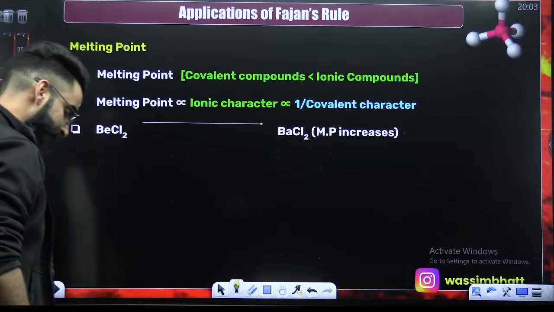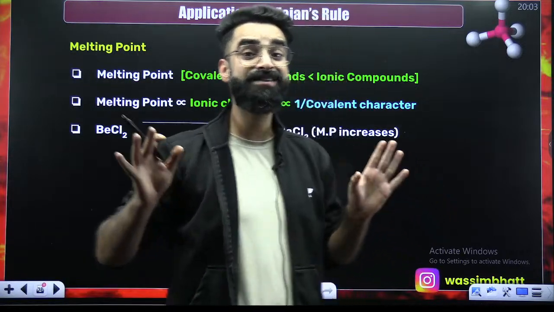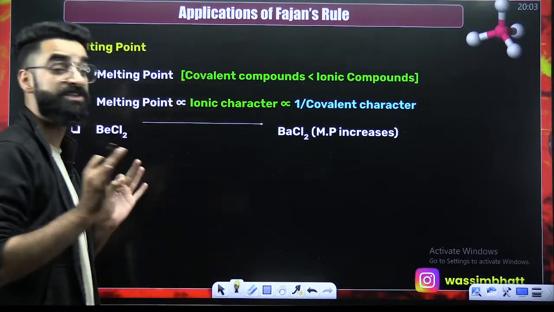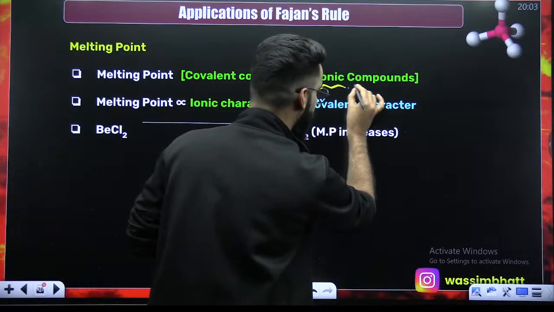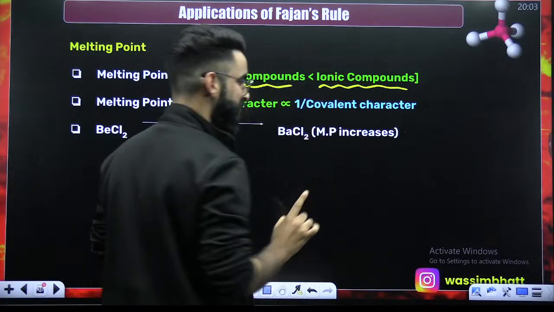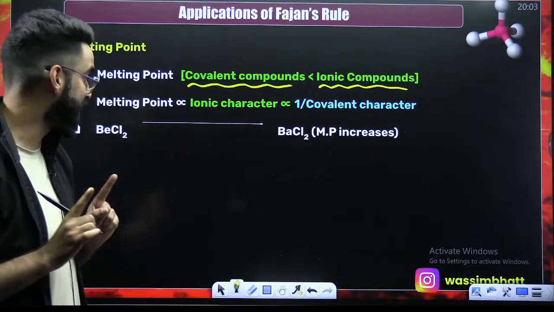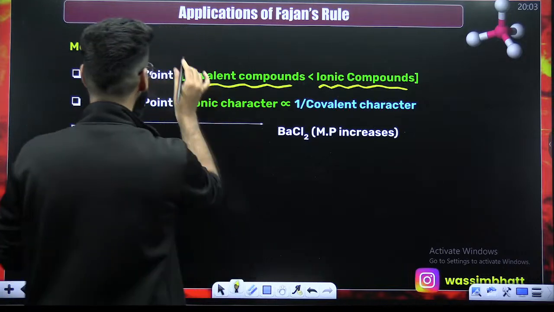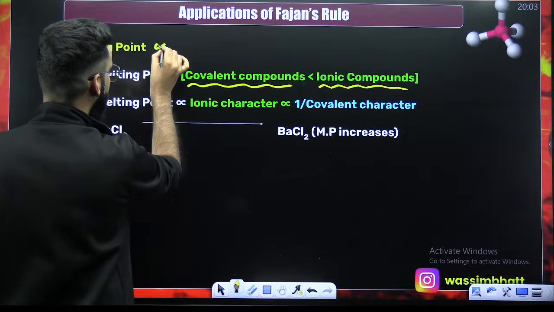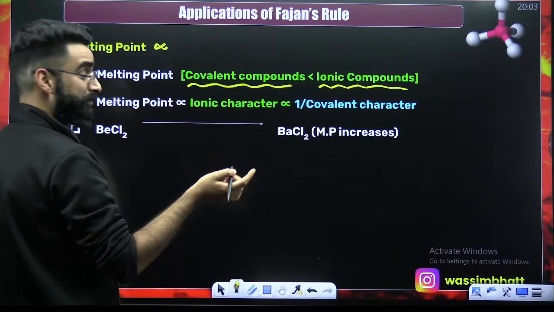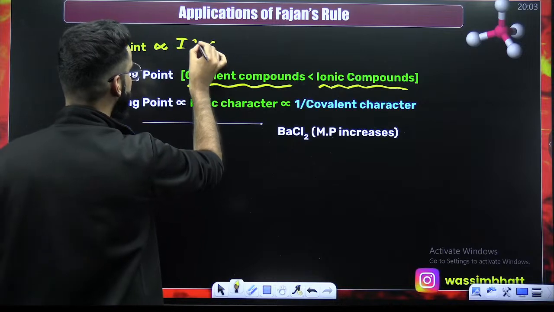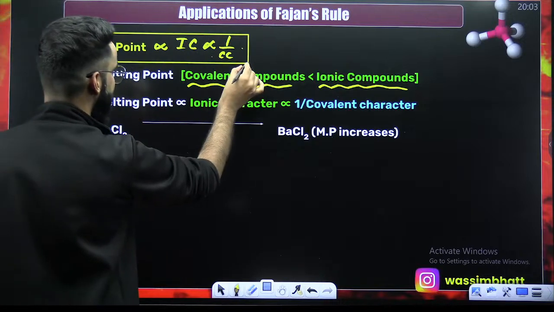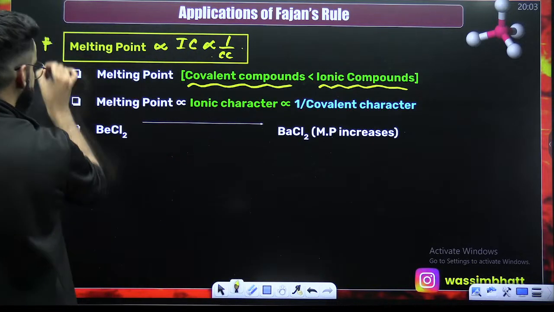Now guys, one more thing. Questions can be asked on melting point as well. And remember one thing: generally, the melting point of ionic compounds will be greater than that of covalent compounds. Or I can say melting point is directly proportional to ionic character. If it is directly proportional to ionic character, that automatically tells you it's inversely proportional to covalent character. So you can solve questions based on this particular statement as well.